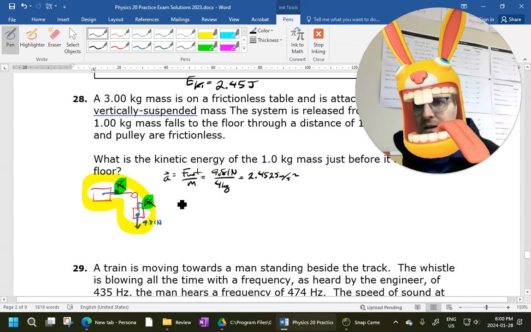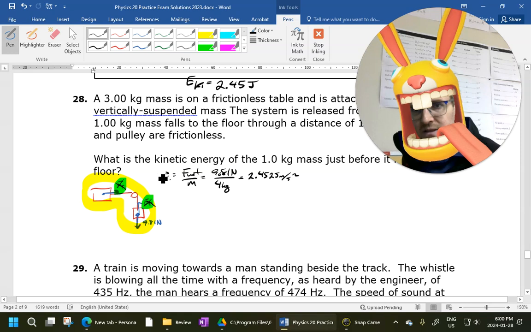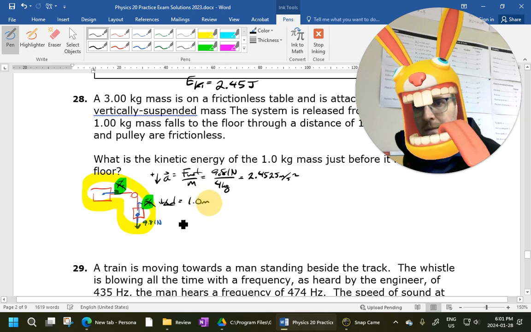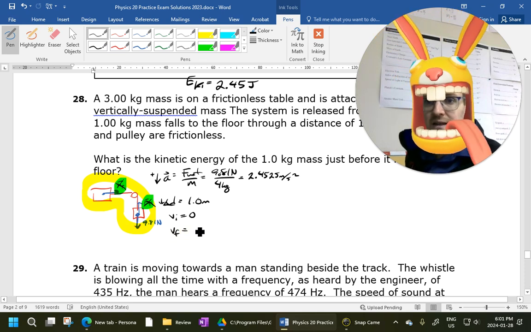Now, it's going to accelerate at this rate downwards. Accelerating downwards. It's going to go down a displacement downwards of 1 meter. And it has an initial velocity of 0. We just have to find out what that final velocity is. So what is that final velocity going to be?